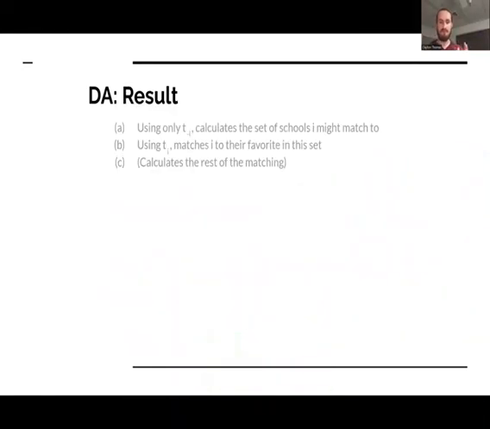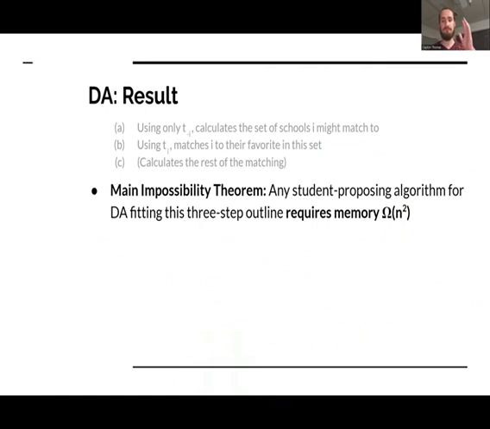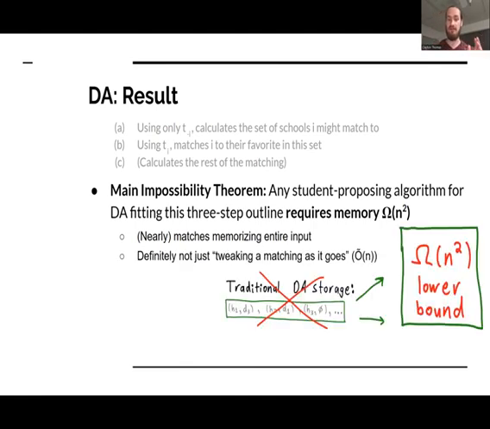So what does our result say? With this formal model, our result says that any student proposing algorithm for DA fitting this three-step outline: A, calculate the set of options I can have, B, match I, finally using their list, C, calculate the rest of the matching for all the students, including those other than I. We prove that any student proposing algorithm for DA with this three-step outline requires memory omega n², nearly matching the memory requirement of just memorizing the entire input.